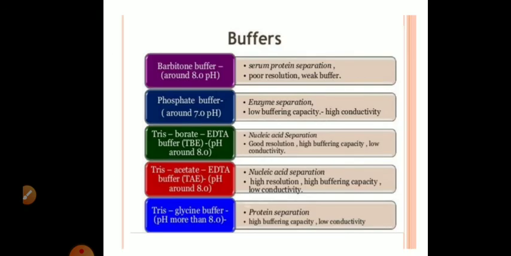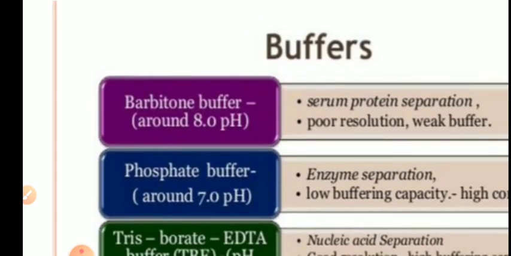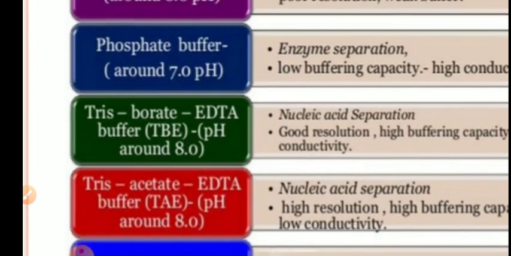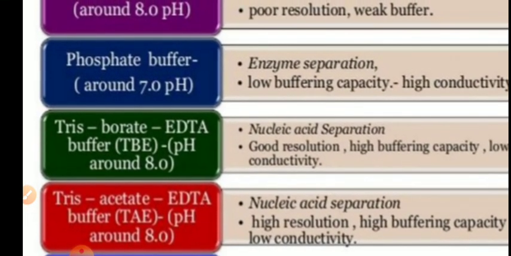Now we use various kinds of buffers for gel electrophoresis, depending upon what molecules you want to separate. For serum proteins, you can use barbitone buffer. For enzymes you can use phosphate buffer. But there are many more. For DNA, Tris EDTA buffer, TAE buffer (Tris acetate EDTA buffer), and Tris borate EDTA buffer, TBE. TAE buffer is especially used for nucleic acid separation.